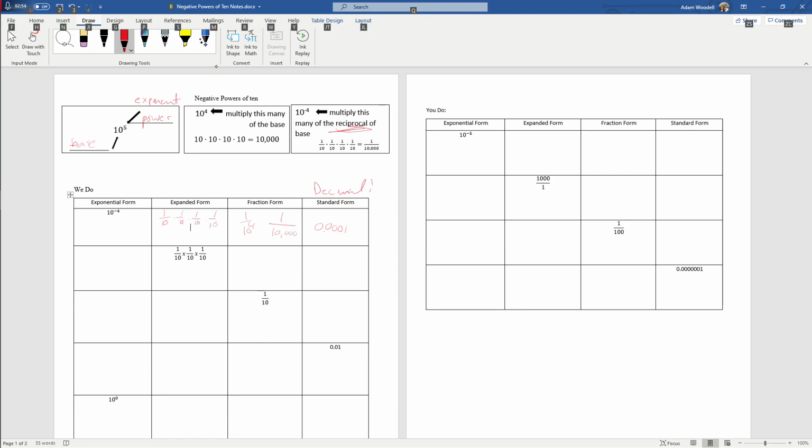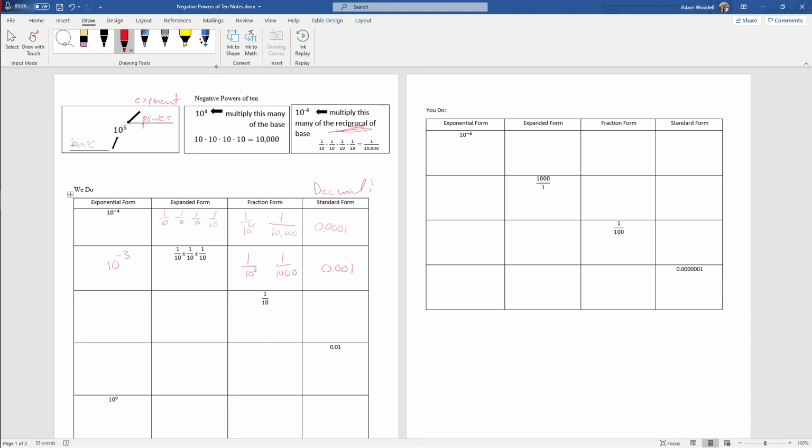In this case, expanded form has 3 1 over 10s, which means my exponential form is going to be 10 to the negative 3. My fraction form, again, I'm pretty much just taking the expanded form and writing it a couple different ways. One of them being the exponent form, 1 over 10 to the 3. Or I can actually figure out what 10 to the 3 is. So I could write 1 over 1,000 as well, which is the decimal 1/1,000th.